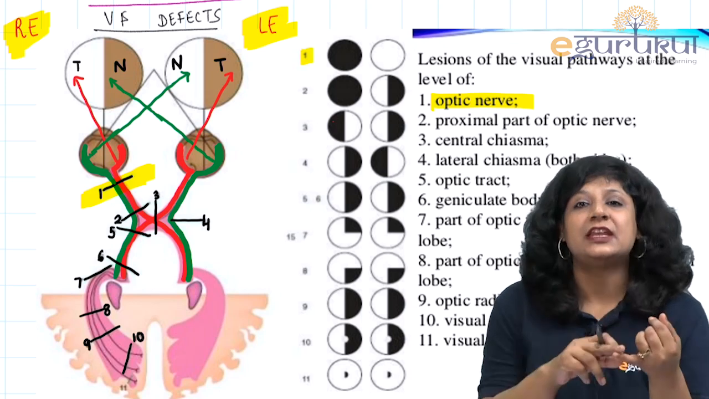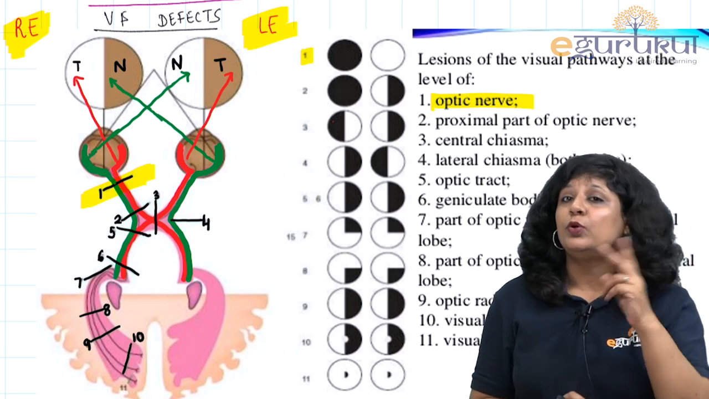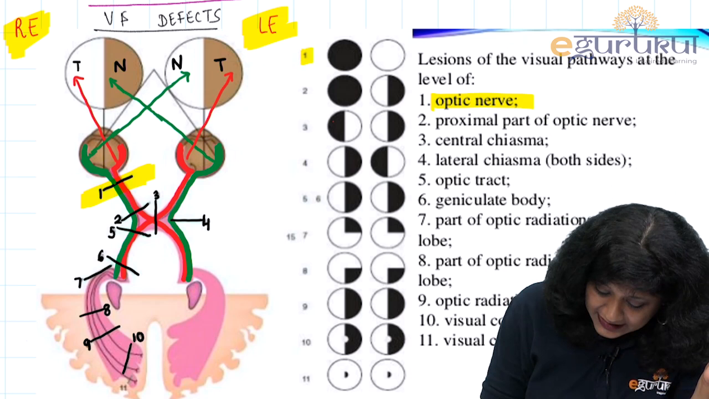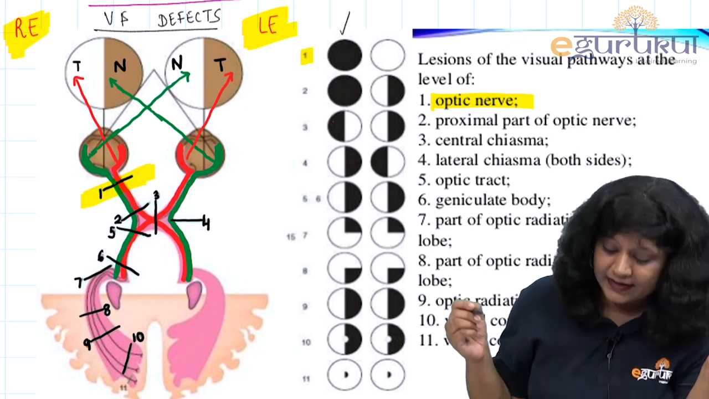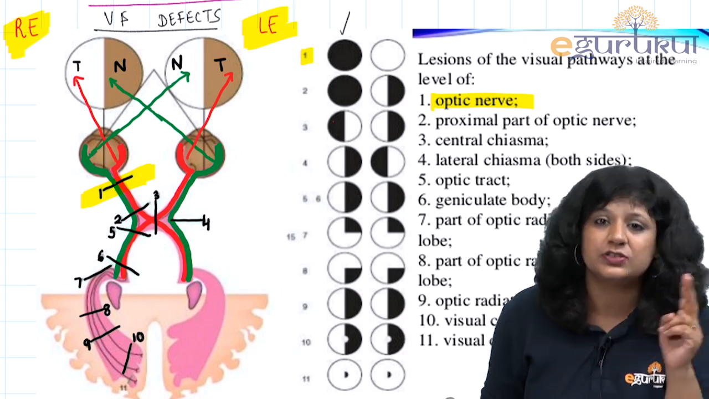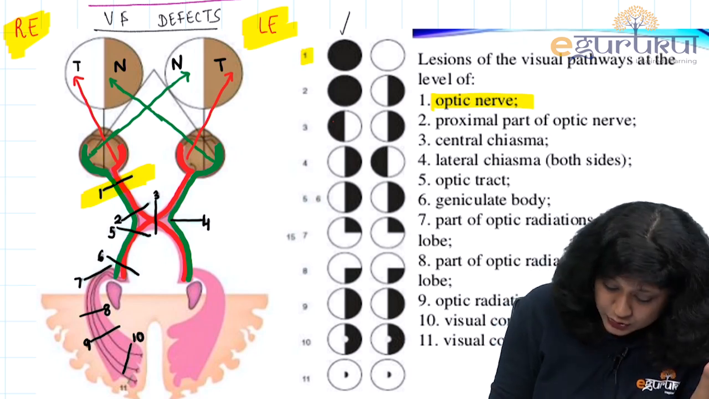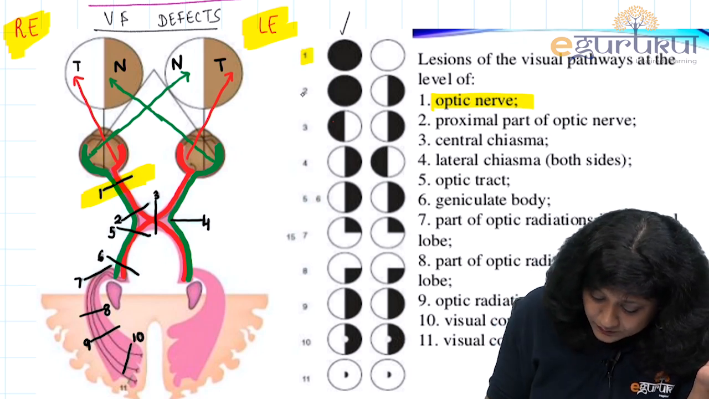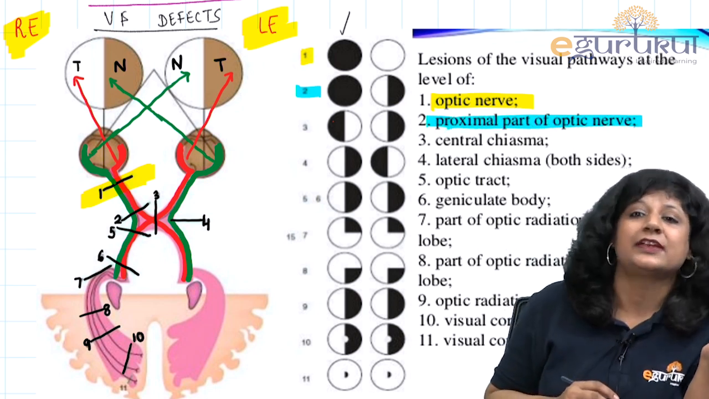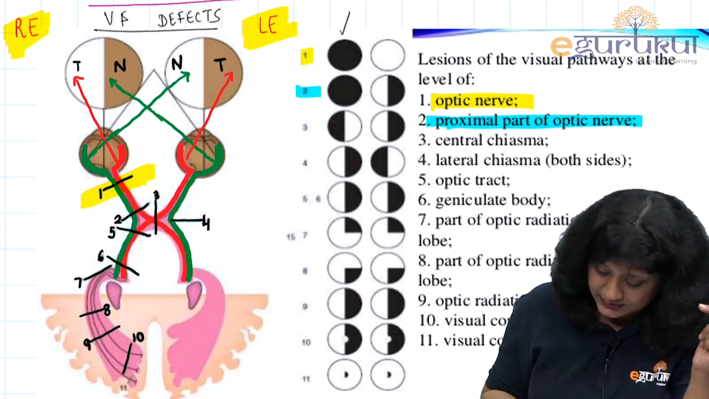So whenever the defect is at the level of the optic nerve, on the same side both the nasal retina as well as the temporal retina will go. So on the same side I will have total blindness and I will have normal vision on the other side. So this is your optic nerve defect. While the second part I'll take later because I have to explain it to you. This is the proximal part of the optic nerve at the junction of the optic chiasma. So I'll take this separately.